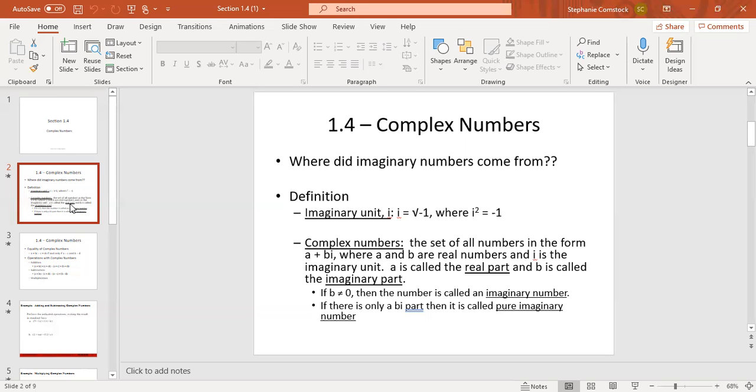Now, if b is not 0, meaning that there is a bi portion, then it is called an imaginary number because it does have the imaginary part. The words complex numbers also coincide with imaginary numbers. All of those mean the same thing. If there's only a bi, so 5i, 3i, half i, things like that, it's called a pure imaginary number because there is not a real portion of it.